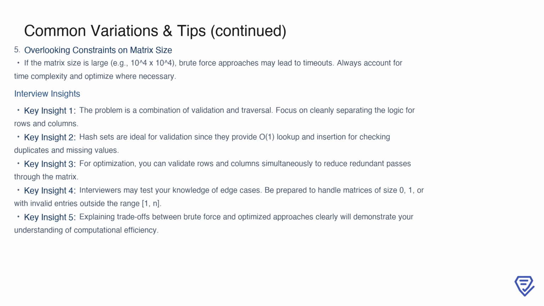To further optimize, you can validate rows and columns simultaneously, reducing the number of passes through the matrix. Be prepared to handle edge cases, like matrices of size 0 or 1, or even invalid entries outside the expected range of 1 to n. Finally, interviewers often evaluate your ability to explain trade-offs. Clearly articulating the differences between brute force and optimized methods demonstrates your understanding of computational efficiency and problem-solving strategy.